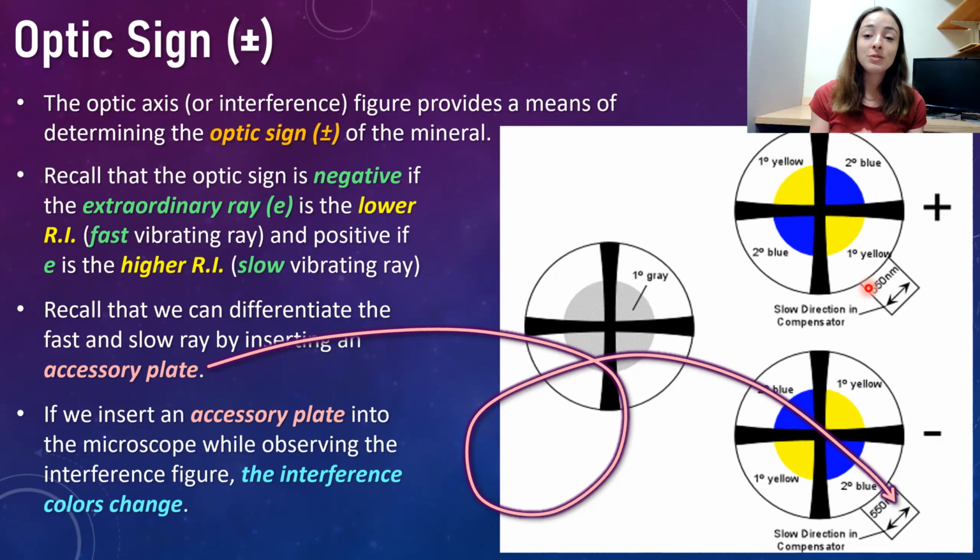So recall that we defined this optic sign value as negative if the extraordinary ray is the lower or minimum RI value, which is also going to be your fast vibrating ray, whereas it is positive if your extraordinary ray, or E, is the max RI value, or the slower vibrating ray. So how can we tell which ray is the fast or slow vibrating ray under thin section?